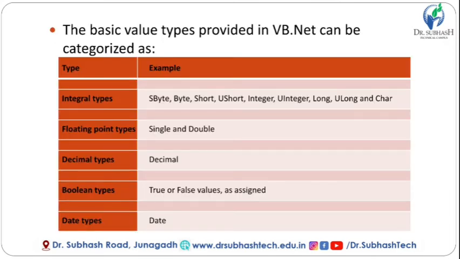These are the basic data types of VB.NET. The integral types consist of Byte, SByte, Short, UShort, Integer, UInteger, Long, ULong and Char. The floating point types consist of Single and Double. The decimal type is Decimal. The Boolean type has the value True or False as assigned. The date type consists of Date. These are the basic value types provided in VB.NET.